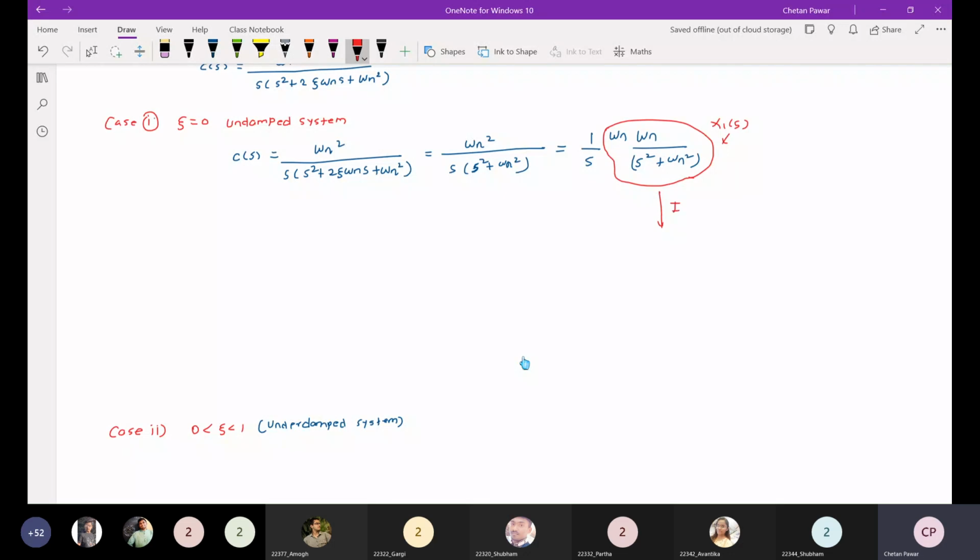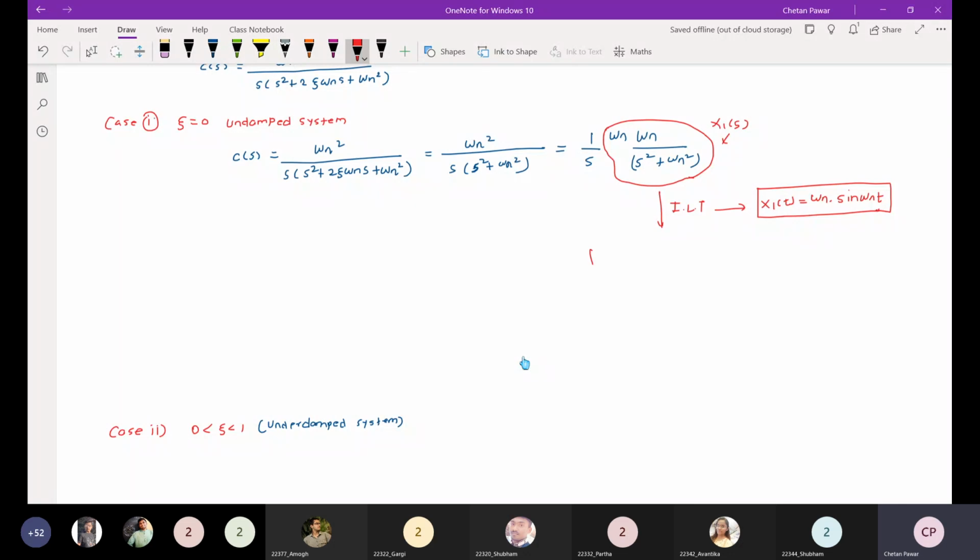If I take the inverse Laplace transform of this, what is X1 of t? Sine of omega n t. Omega n into sine of omega n t. Omega n is there, no? Yes, so this is it.